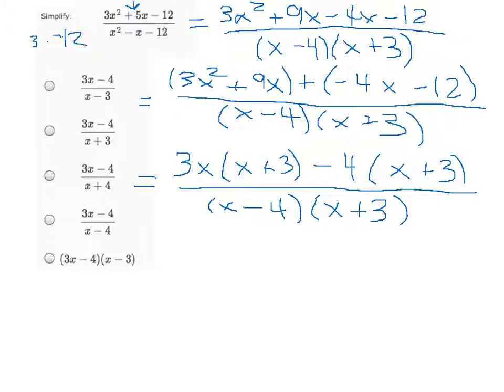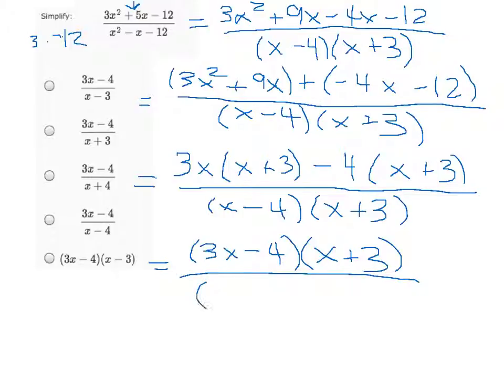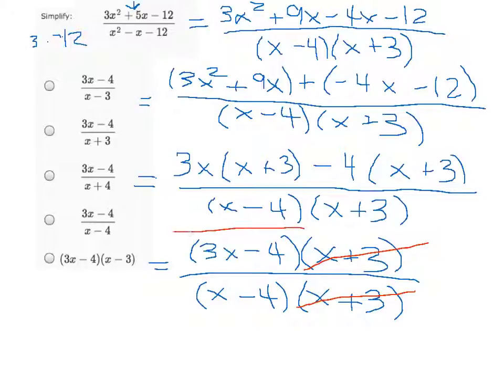Now finishing our factoring by grouping, we are left with 3x minus 4 times the quantity x plus 3 all over the quantity of x minus 4 times the quantity x plus 3. Now notice that our quantities of x plus 3 divide out to 1, and so we are left with the quantity 3x minus 4 divided by the quantity x minus 4, and that answer is D.